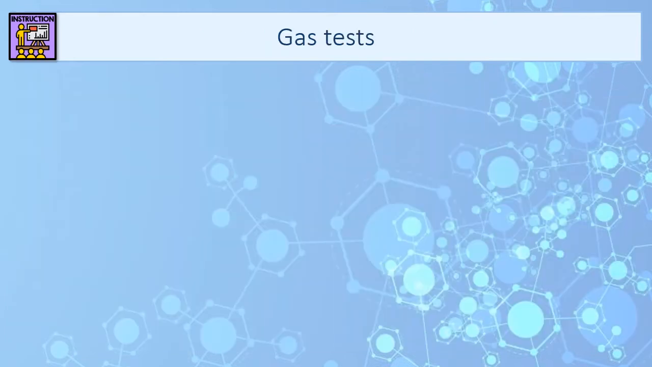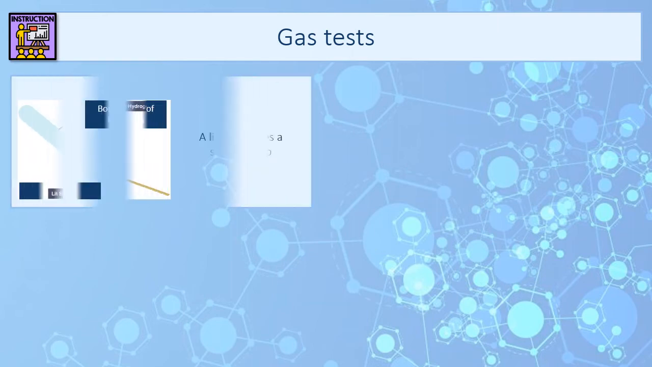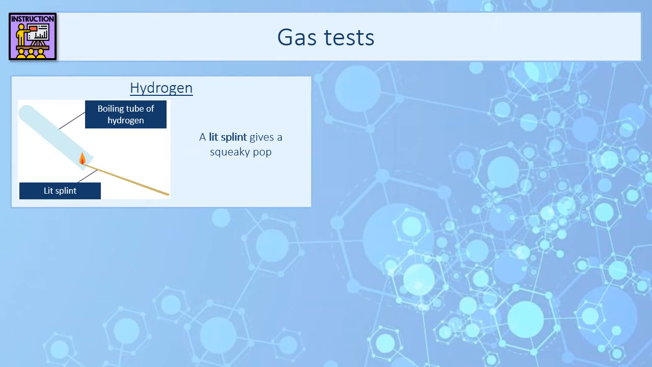The final piece of revision that we're going to do today is on gas tests. Now these are qualitative tests that we can carry out to prove whether we've got a certain gas being produced in an experiment. The first test is for hydrogen. You can see in the diagram we have a boiling tube of hydrogen and we've got a lit splint being put into the bottom of it. The boiling tube is upside down, that's just so that the hydrogen gas doesn't dissipate into the atmosphere and that we get a better result.